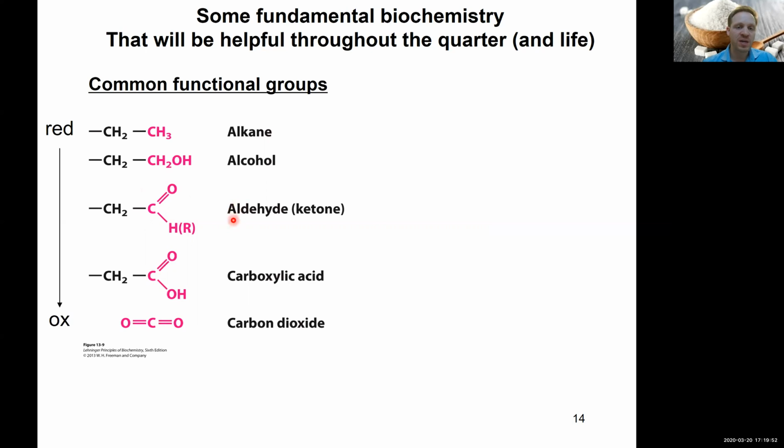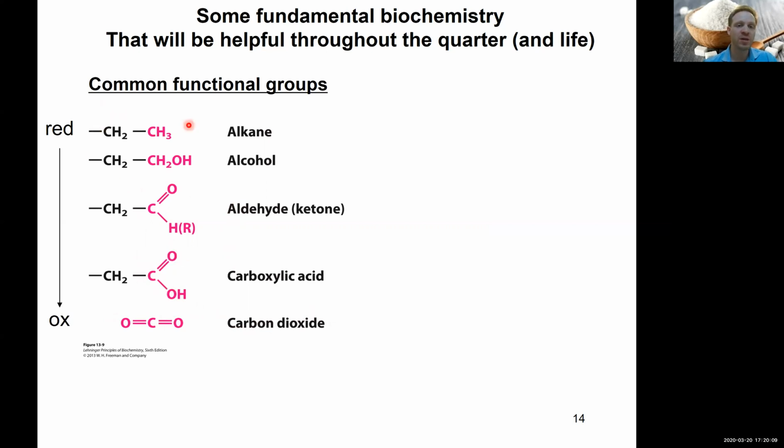If we further oxidize an aldehyde, we get to our acid. So we're bringing in another oxygen here. We're further oxidizing this carbon to a carboxylic acid. And then our most oxidized form that we have in biochemistry is carbon dioxide.